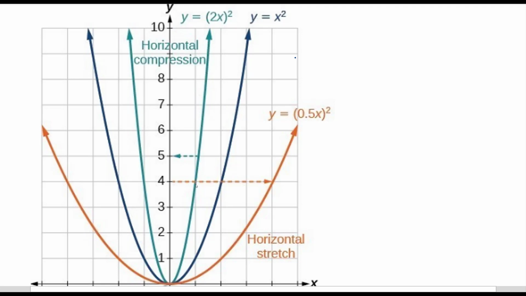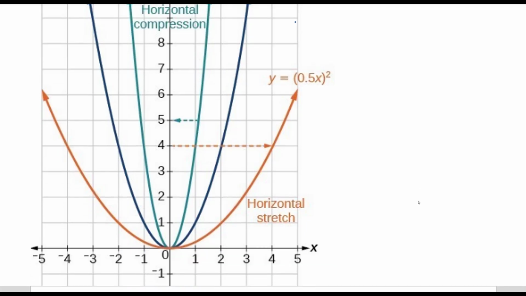And so notice along here, the original function went through 2, 4. Now it's going through 1, 4, so it's not as wide. And then for the third function, y equals 0.5x, and so 1 over 0.5 is 2. So this is twice as wide. So instead of going through 2, 4, it's going through 4, 4. So it got stretched horizontally.